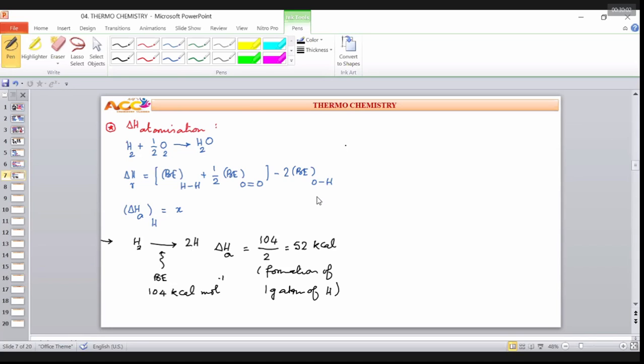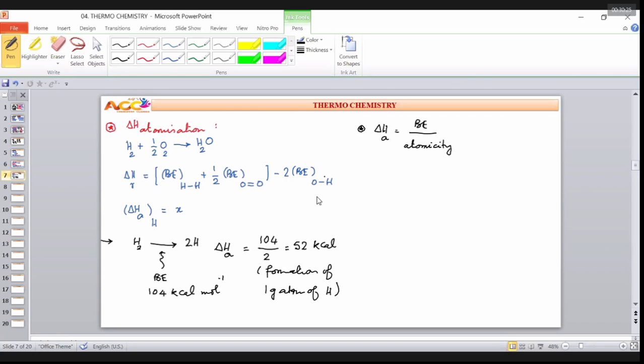Therefore, what is this, sir? You were saying 104 by 2, 104 by 2. Okay, sir, I'll get a formula. I'll write enthalpy of atomization is equal to bond energy by atomicity. One boy said this. Third process: yes, sir, atomicity of hydrogen is 2.